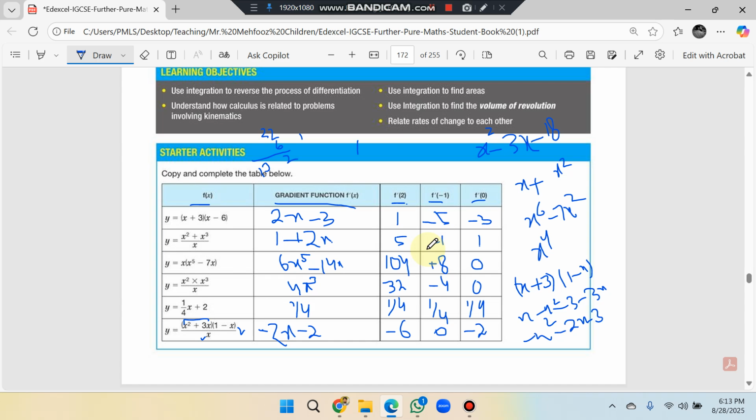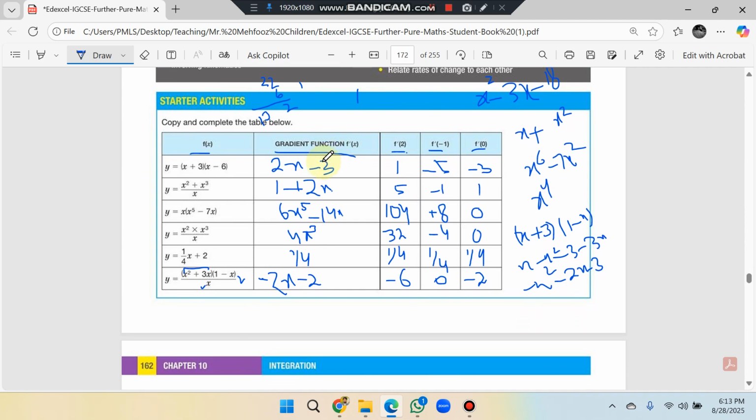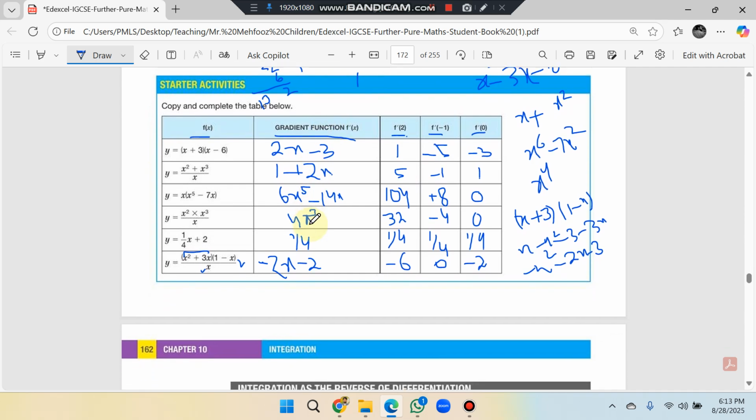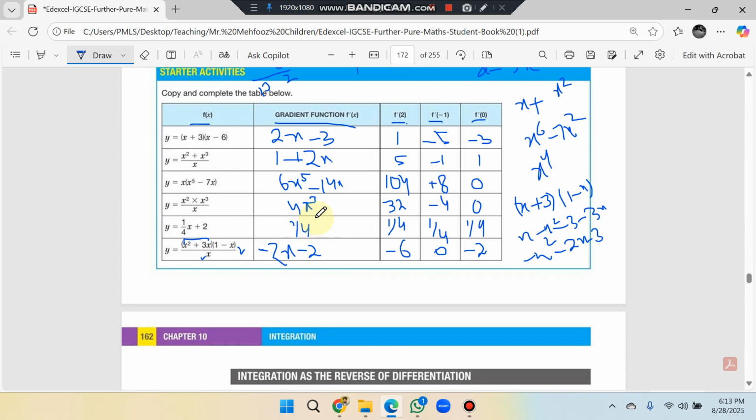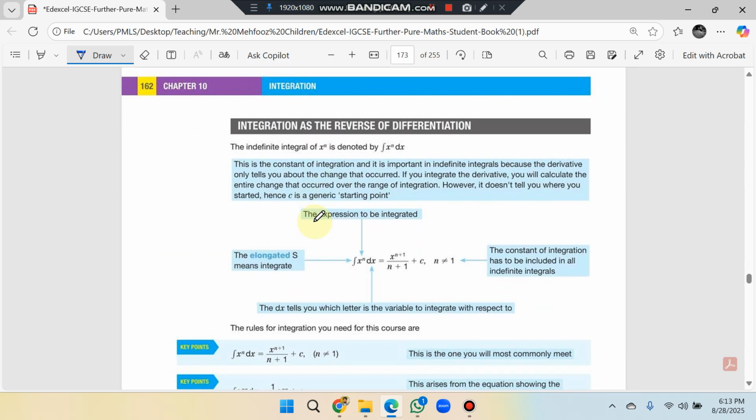So these are the starter activities which we have to solve by using the previous knowledge which we have studied in the previous chapter, that is finding the gradient function and putting the values into the gradient function. Okay, now this is your first topic, that is integration as the reverse of differentiation.